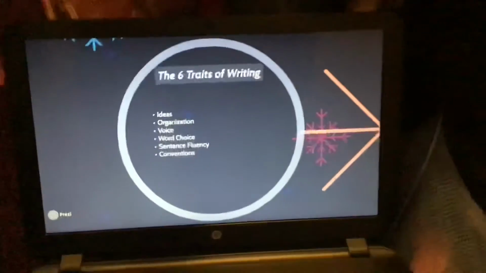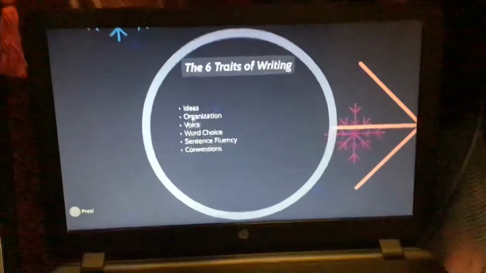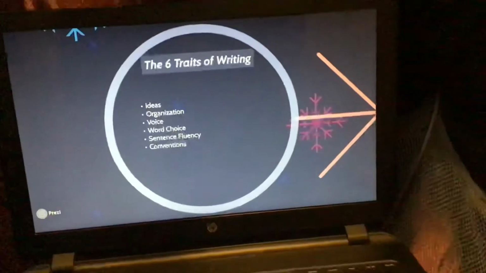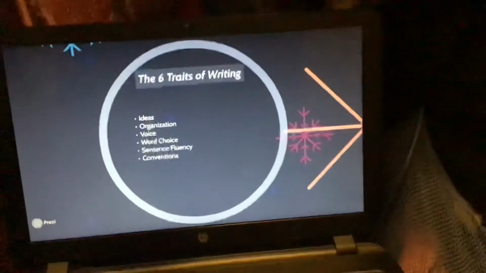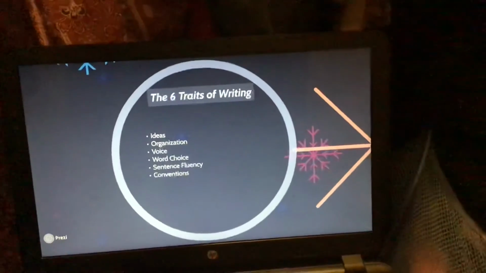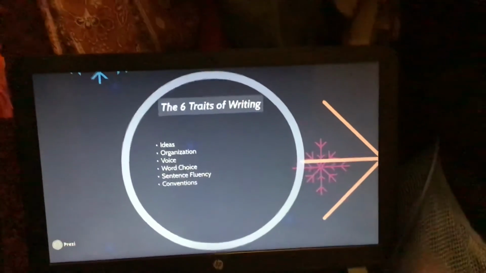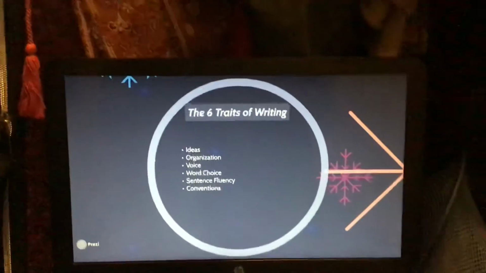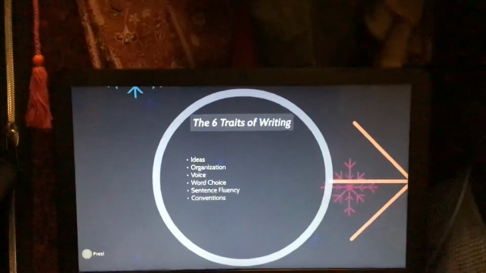Then finally, we have the 6 traits of writing. There's ideas, organization, voice, word choice, sentence fluency, and conventions. In the ideas stage, this is where students brainstorm what they're going to write about. So they could probably have something such as a mind map or some type of web that will showcase their ideas and how they put them out.